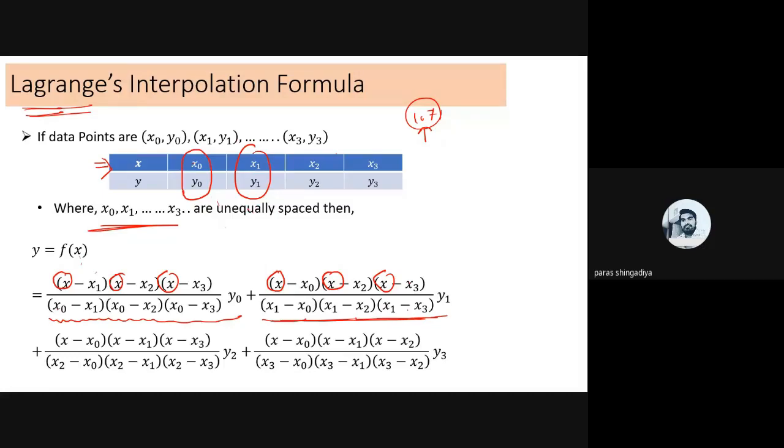Now the third term, for x2, y2. So now skip x2 in the numerator, and subtract the remaining three.